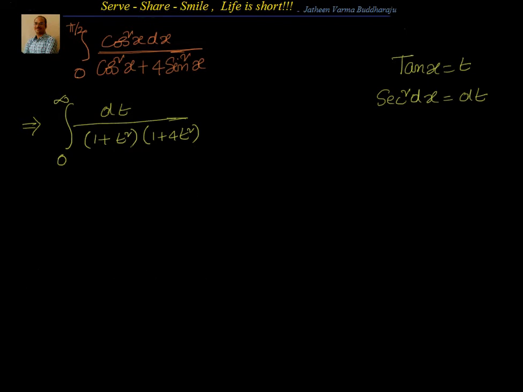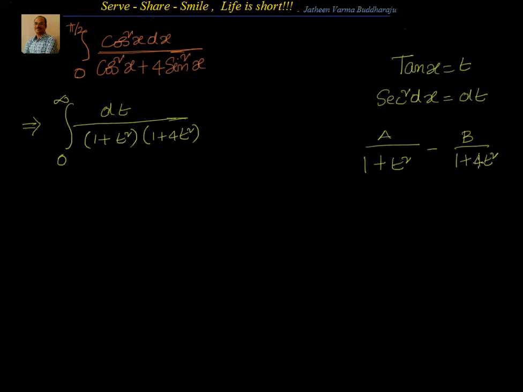The next step will now somehow either we have to use partial fractions, and we have to divide this into either the sum or subtraction of the two terms whatever we have. So we have to write 1 by 1 plus t square into 1 plus 4t square as something like a by 1 plus t square minus b by 1 plus 4t square. Let us see how we can simplify that.